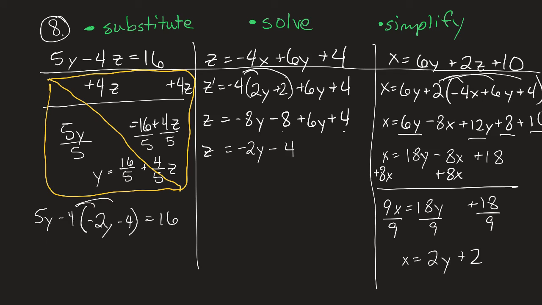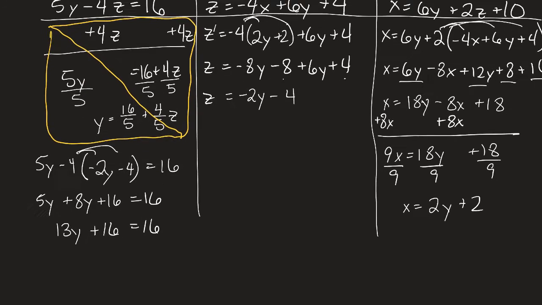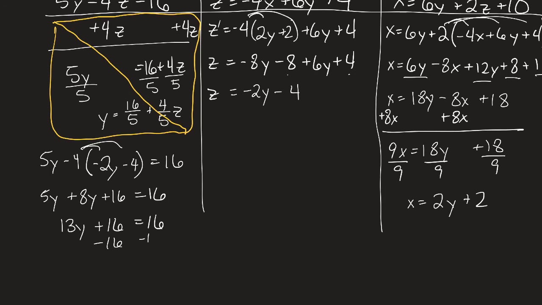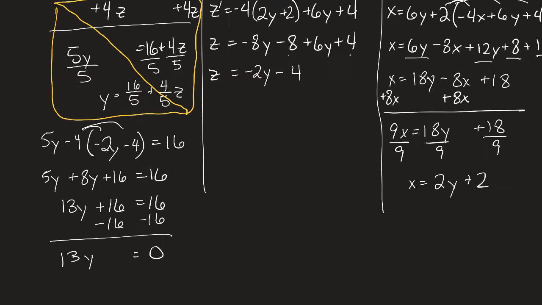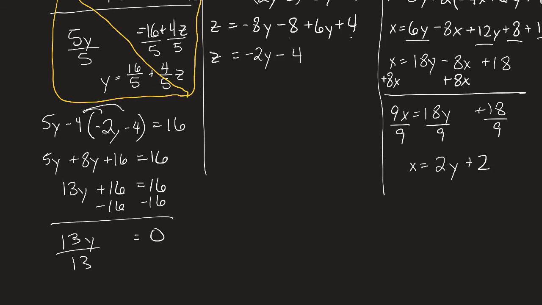Distribute this minus 4, and so we get 5y plus 8y plus 16 is equal to 16. So we have 13y plus 16 is equal to 16. Subtract 16 from both sides, and we get 13y is equal to 0. Divide by 13, and we have y is equal to 0.